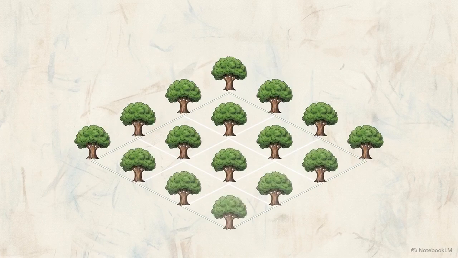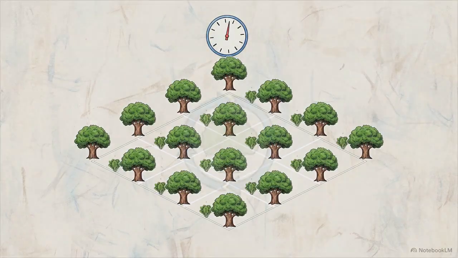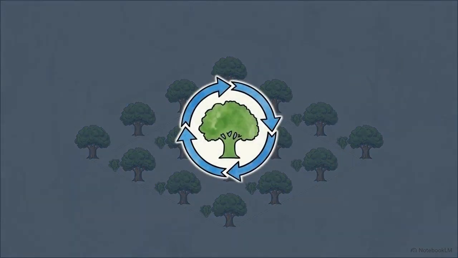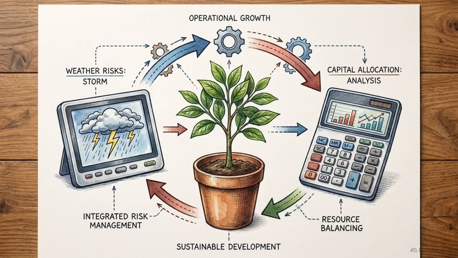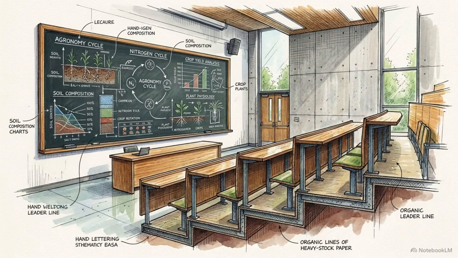To summarize, cropping patterns solve the geometric challenges of space, while cropping systems solve the temporal and ecological challenges of time. Professional agriculture requires the constant balancing of biological limits, climate variables, and economic goals. These principles are the foundational tools for the agricultural sciences you will master here at UPM.